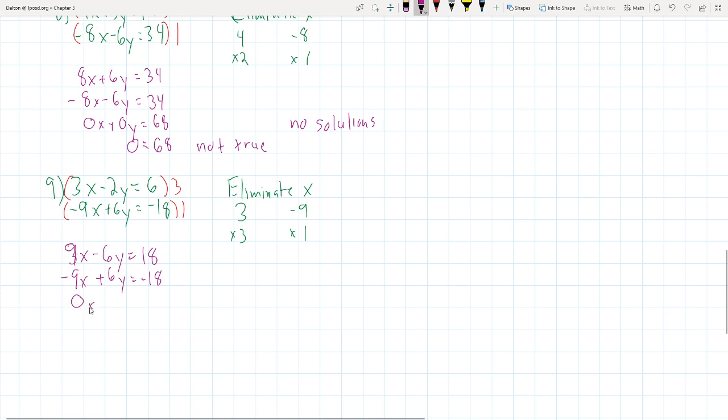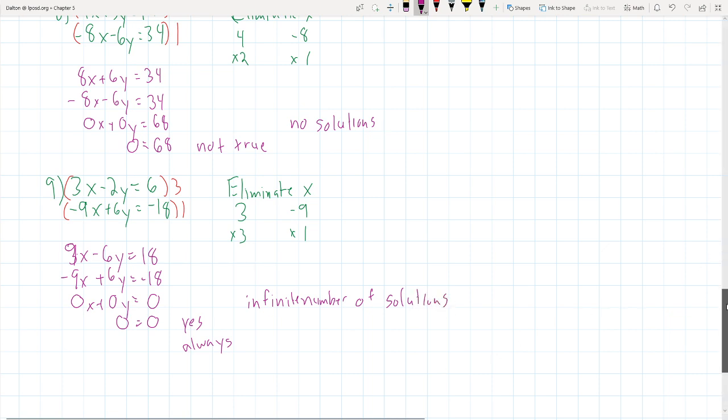9 and -9 makes 0 x's. -6 and 6 makes 0 y's. 18 and -18 make 0. 0 equals 0. Is this true? Yes. Is it always true? Always. That tells us there's an infinite number of solutions. Alright.